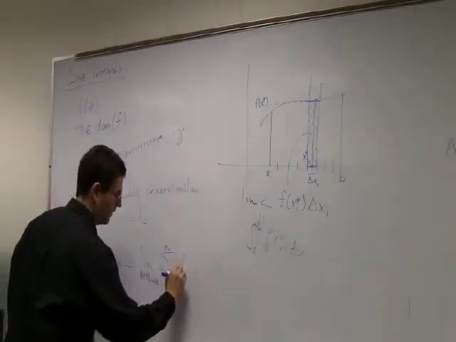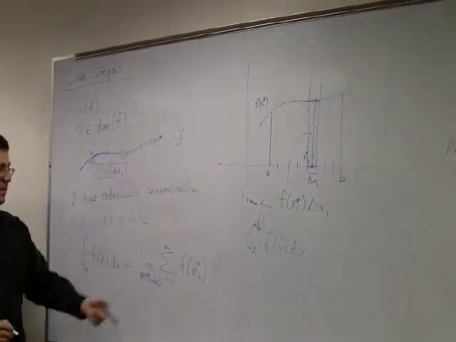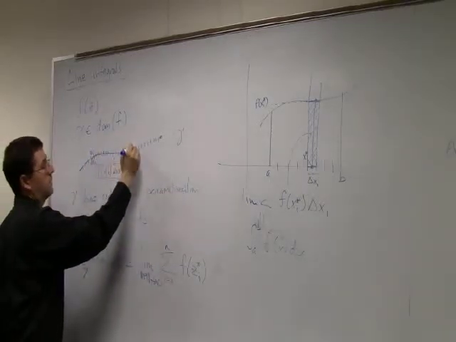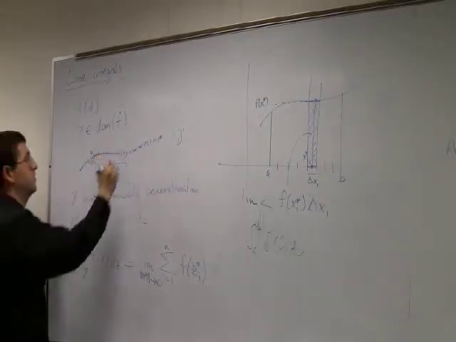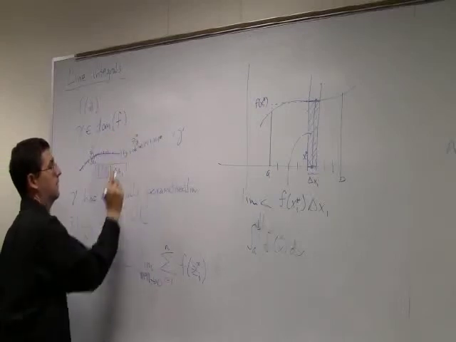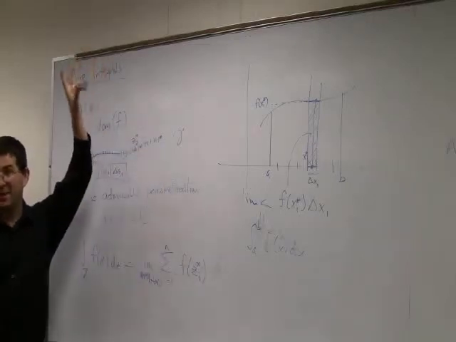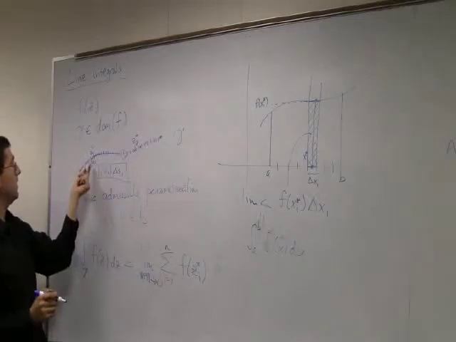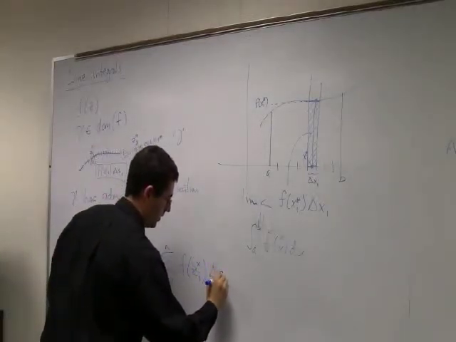And then it should be f of zi star. So you're choosing within each segment one point. Doesn't matter which one you choose. You just choose a point. That's a zi star. That would be a zj star. So you evaluate the function at that point. That gives you the height of the rectangle. There's no rectangle, but it would be the height if it was. Times the width, and that's the change in this arc length.